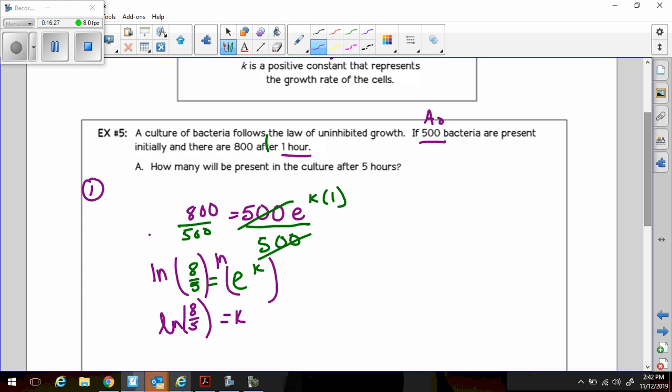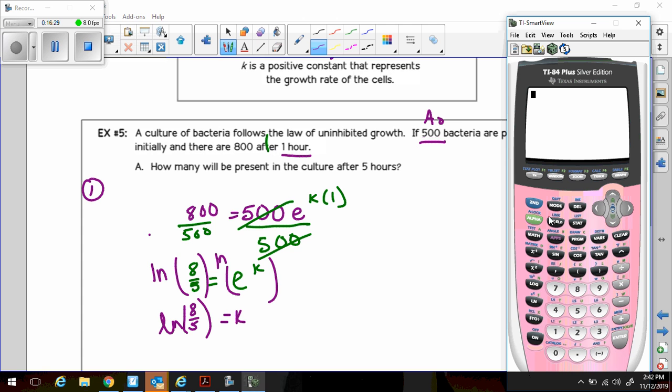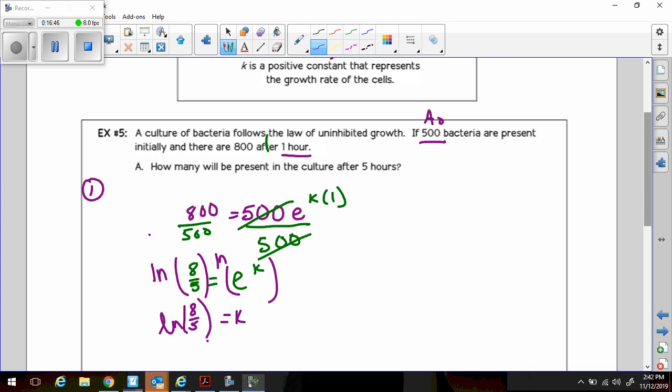And there's actually a button for that on the calculator. Let me just check it out. So natural log is right here. Natural log of 8 divided by 5 is 0.47. Okay, so this is our rate. So k equals about 0.4700.